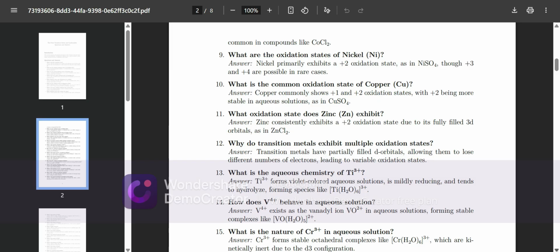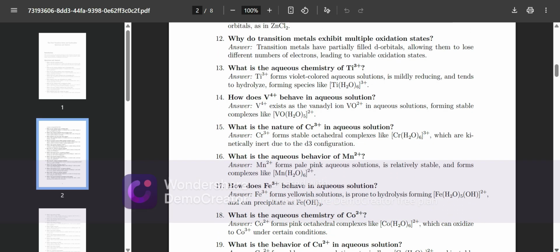What oxidation state does zinc exhibit? Zinc consistently exhibits a +2 oxidation state due to its fully filled 3d orbitals, as in ZnCl2. Why do transition metals exhibit multiple oxidation states? Transition metals have partially filled d orbitals, which allow them to lose different numbers of electrons, leading to variable oxidation states.